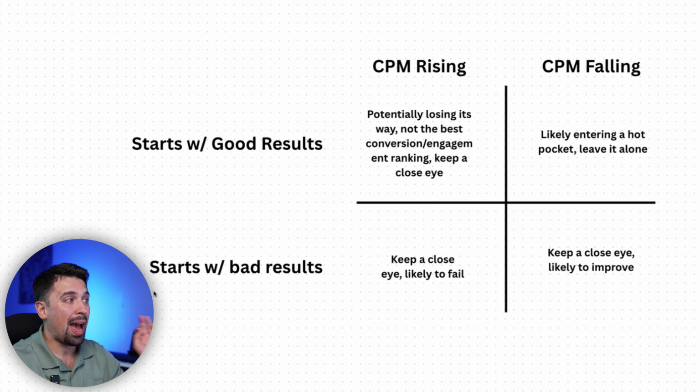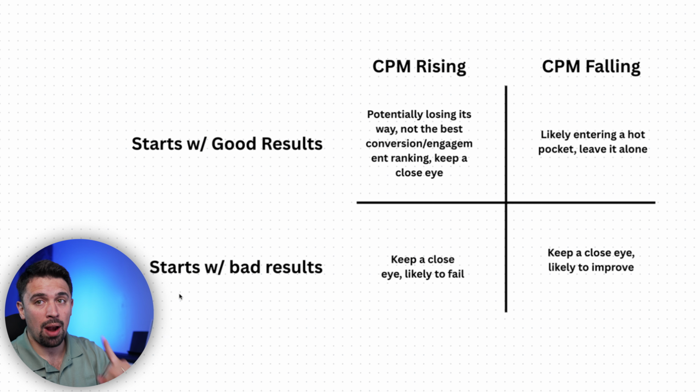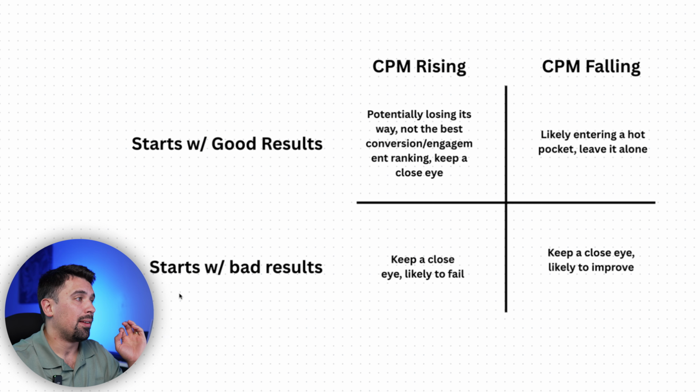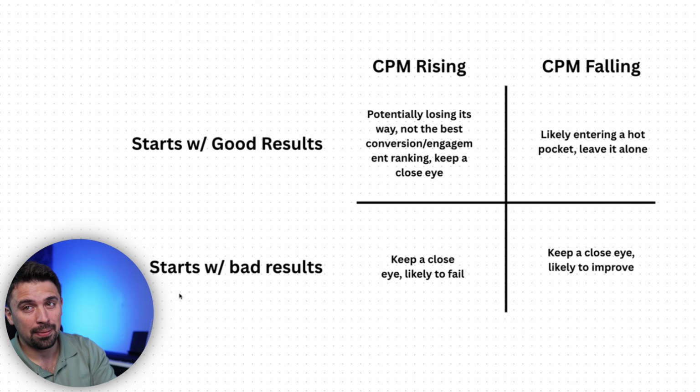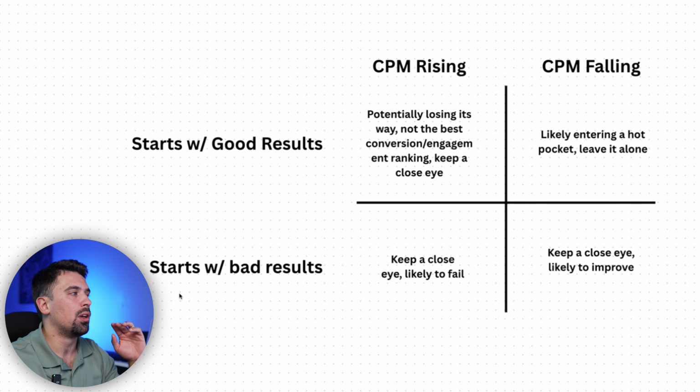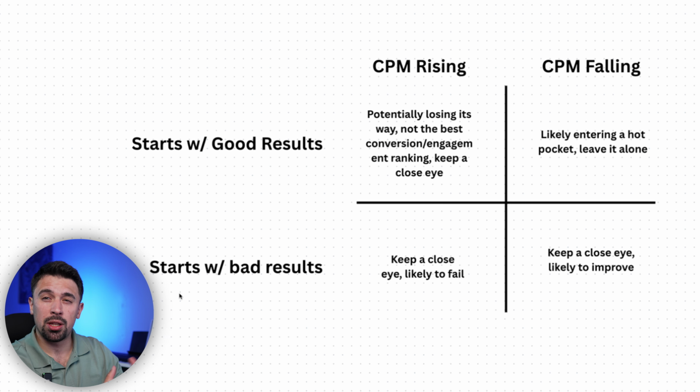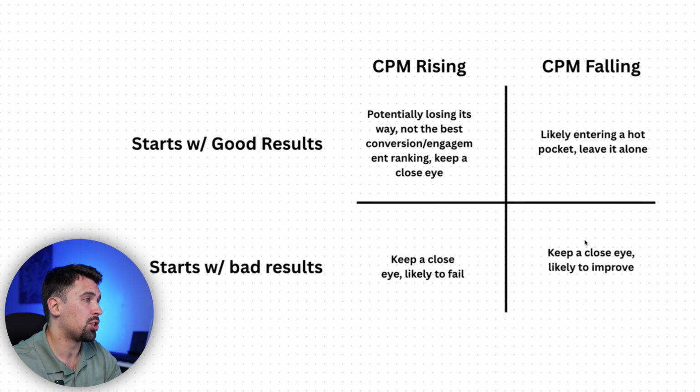What if it starts with bad results and CPMs are rising, okay? It's likely to fail. That's usually not a good sign. If it starts with bad results, and then CPMs are going up, that's an even worse sign, okay? So again, keep a really close eye on that and be ready to potentially close it.